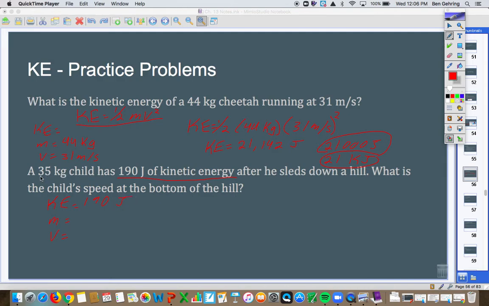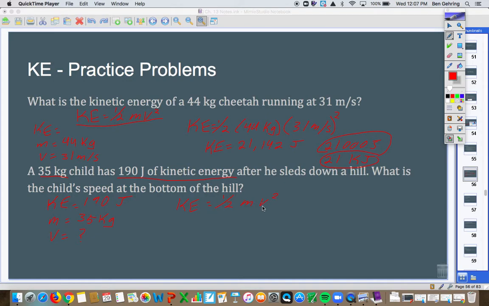It says that I have a 35 kilogram child. I know that 35 kilograms measures mass. So this is going to be 35 kilograms. And then I'm looking for my velocity. Okay, so the equation we've used is KE equals 1/2 times m times v squared.